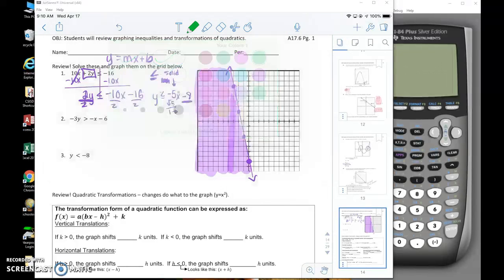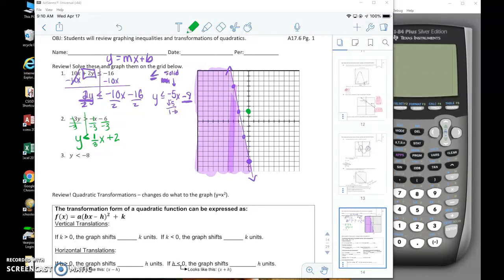On number 2, again we need to solve for y, so that this says y equals mx plus b. We are going to start by dividing by negative 3. Okay, we divided by a negative, so remember that means we flip that inequality symbol, y is less than. Negative 1 divided by negative 3 turns into positive 1/3 x. Negative 6 divided by negative 3 is positive 2. So our y-intercept is positive 2, and a slope of 1 over 3.